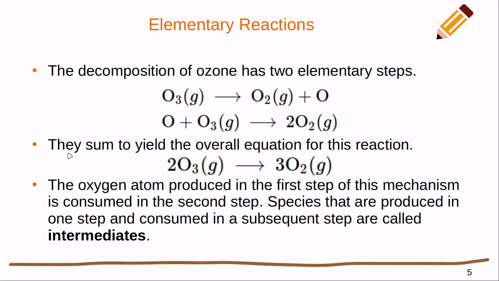An important thing that's always going to happen is that if we sum these together, like we've done in Gen Chem 1, we cancel these spectator species here, and it's going to yield the overall net chemical equation for the reaction. Now I mentioned these spectator species here. These free oxygen atoms do not appear in the overall reaction. They're produced in the first step and they're consumed in the second step. We call those intermediates when we're talking about kinetics.